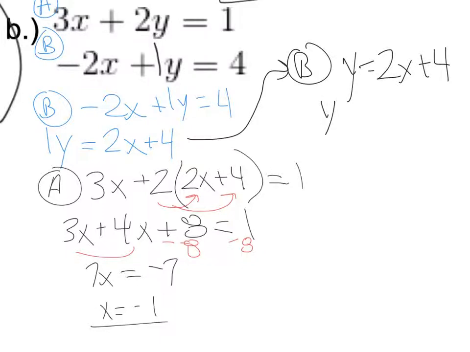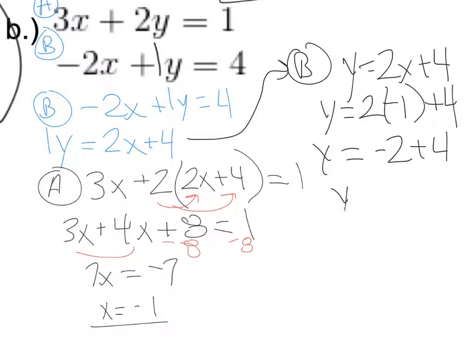So now it's going to be y equals, instead of 2 times x, it's going to be 2 times negative 1 plus 4. So y is going to equal negative 2 plus 4, and y equals a positive 2. So, in conclusion, your ordered pair, the x was a negative 1, and the y is a positive 2, whoops, not 4.